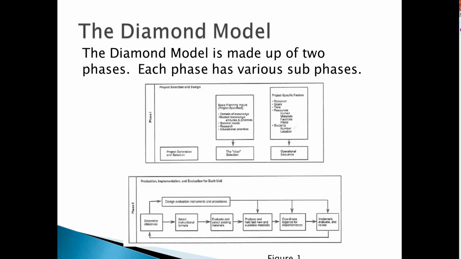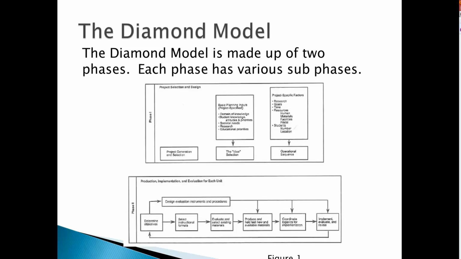So let's look at the Diamond model. The Diamond model is made up of 2 phases. Each phase has various subphases. As you can see, here we have phase 1, which is project selection and design, and phase 2, production, implementation, and evaluation for each unit to go through during the development process. Many instructional design models have started out under one model and through time have evolved or redefined themselves into a specialized model. Through that evolution, the Diamond model has come to be the specialized model for higher education.